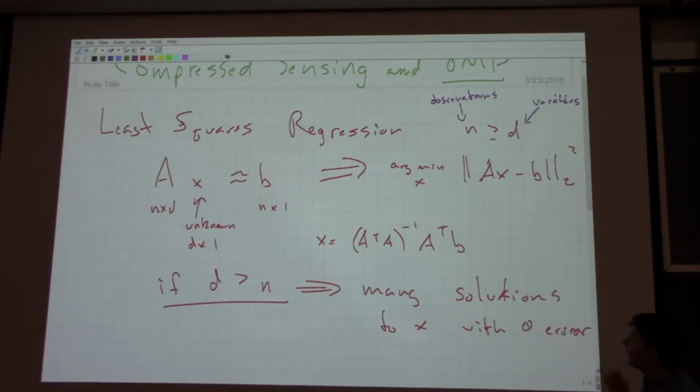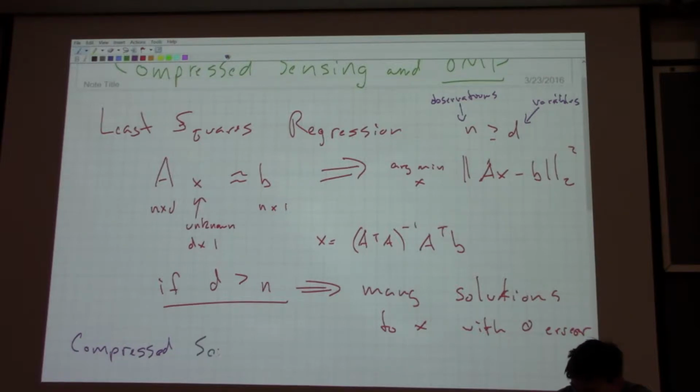Okay, and so it's going to look like this, except it's going to have the property that, in compressed sensing, you're going to have the assumption that X is going to be sparse. So you're going to have a lot of variables, but you're going to require that most of them have a value of 0. And so that's how you're going to get around this.